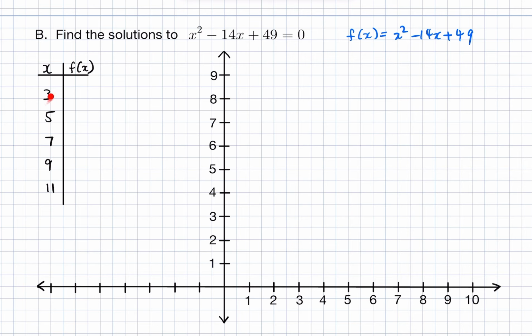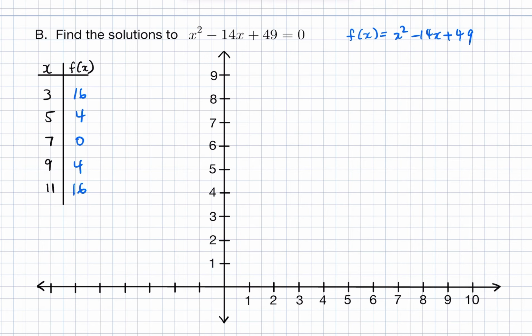Okay, but if you plug in 3 into this function, you would get a value of 16, and then if you plugged in 5 into this function, you would get 4, and if you plugged in 7 into this function, you would get 0, and then if you plugged in 9 into this function, you would get a value of 4. And then lastly, if you plugged in the value of 11 for x into this function, you would get a value of 16.